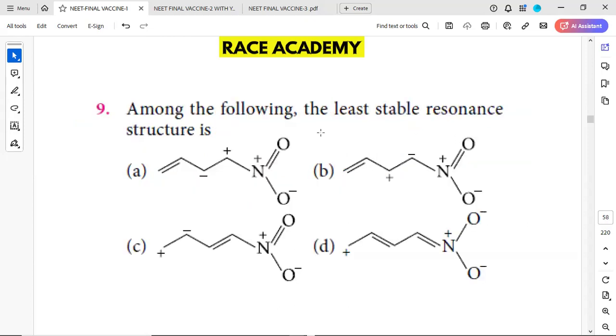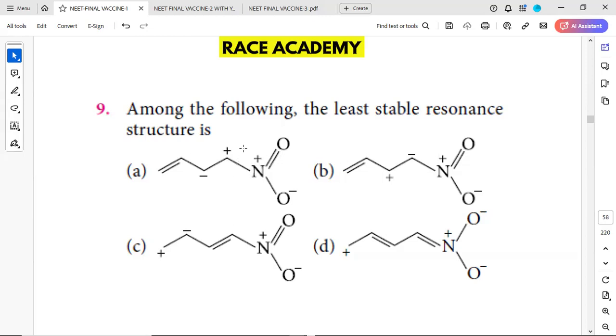Next, 9th question. Among the following, the least stable resonance structure is? As you are very clear, between nitrogen and oxygen there will be a comparison called electronegativity. Whenever we observe adjacent atoms, those structures are the least stable. In the first option, if you observe, positive charges are present on adjacent atoms, nitrogen and carbon. That is the least stable. That means there should not be positive charges on adjacent atoms in any structure. A structure like that can be called the least stable resonance structure.